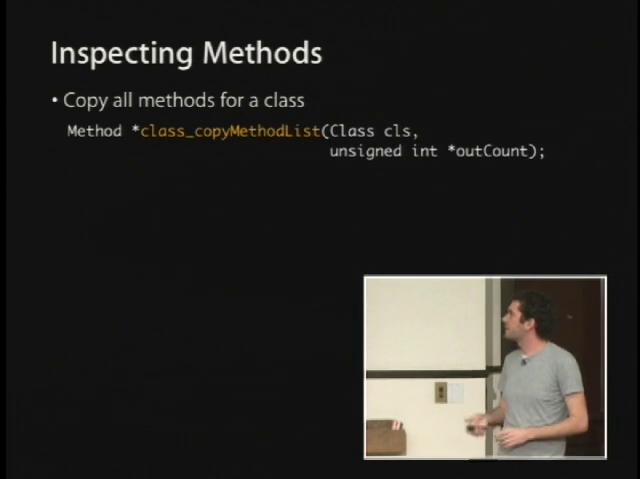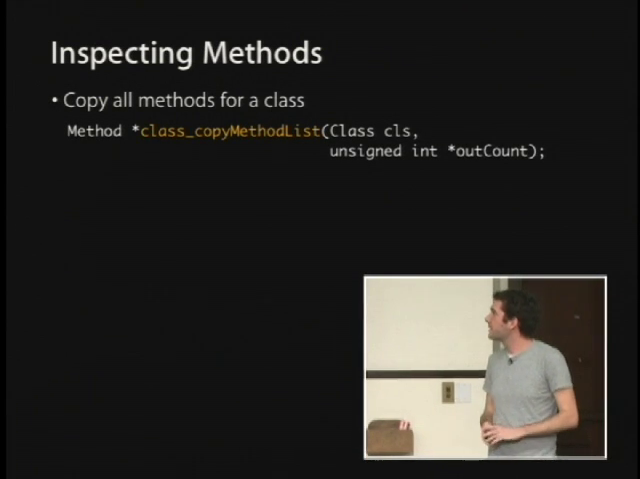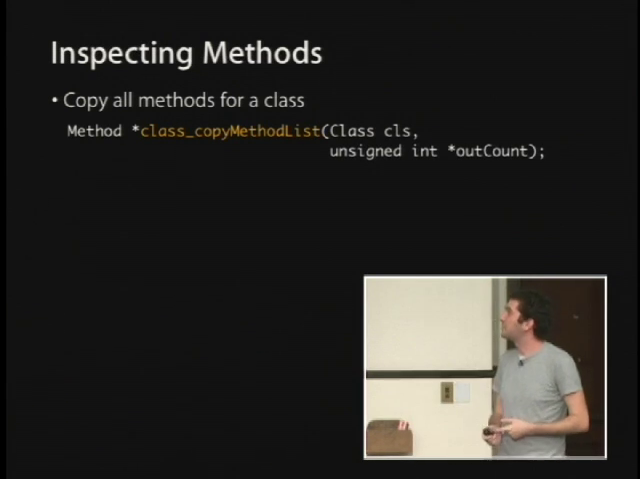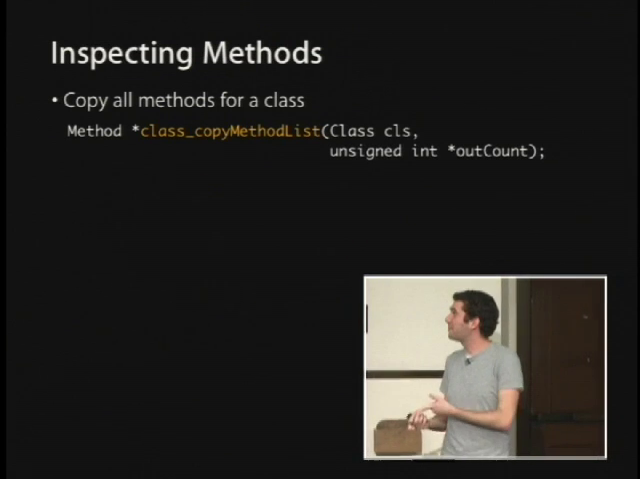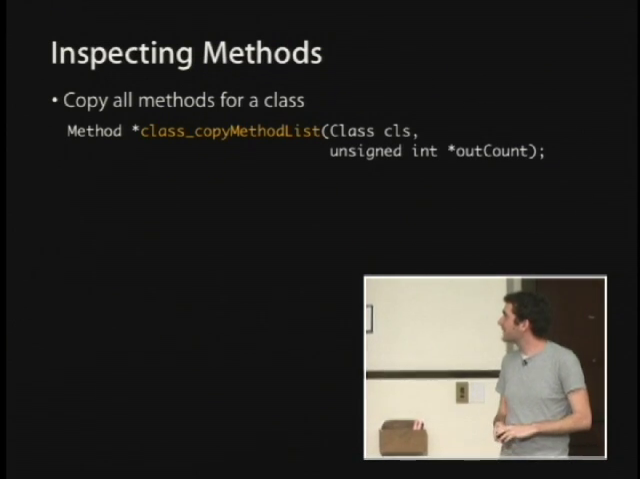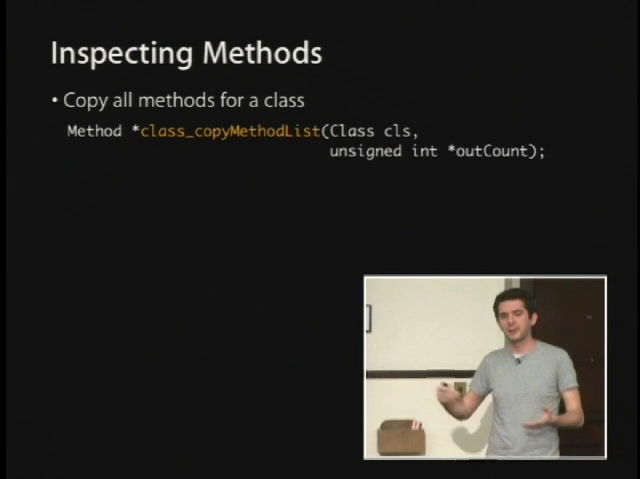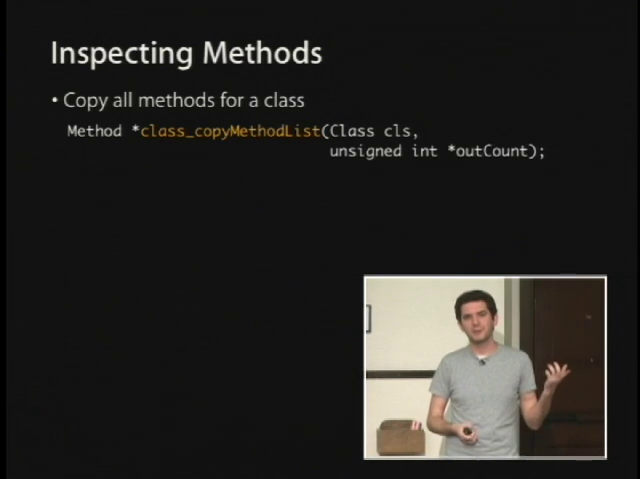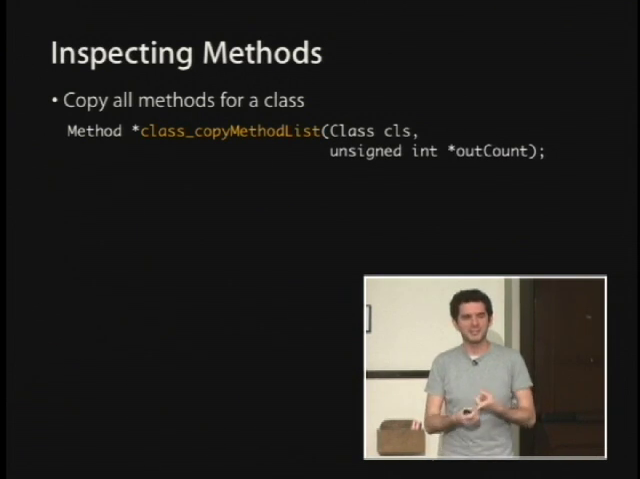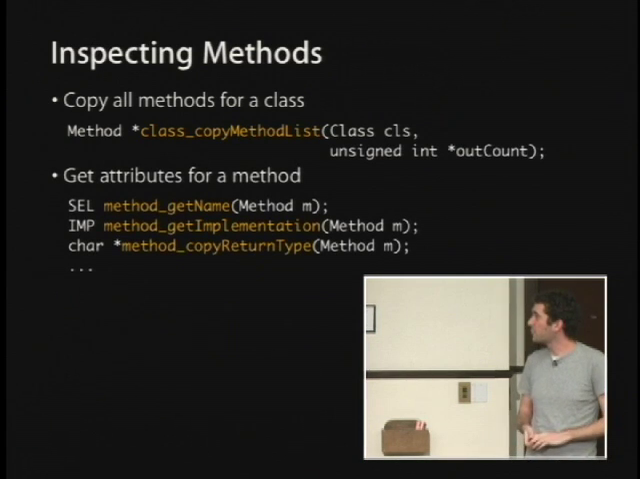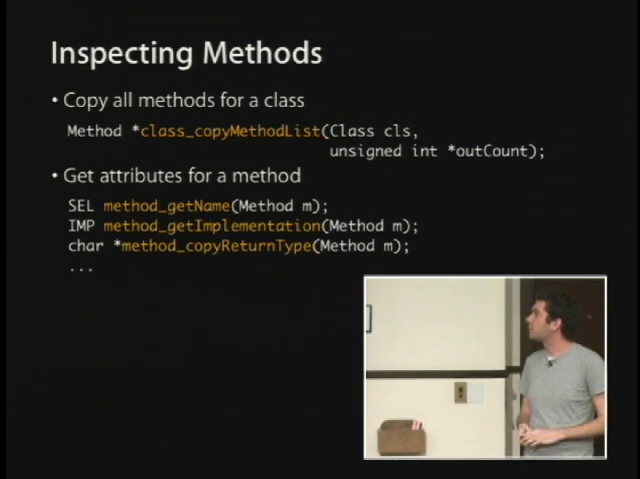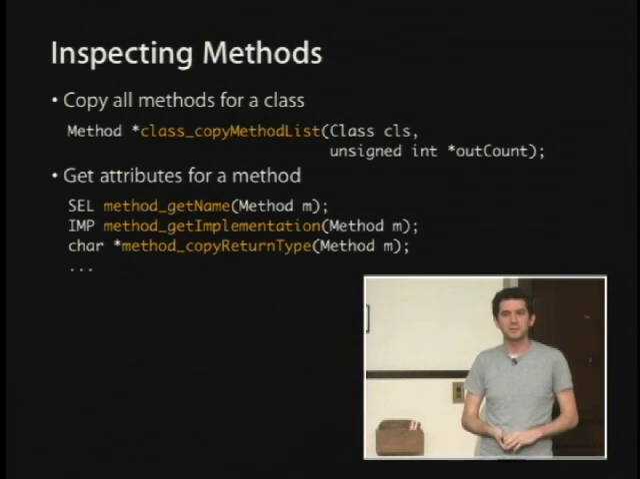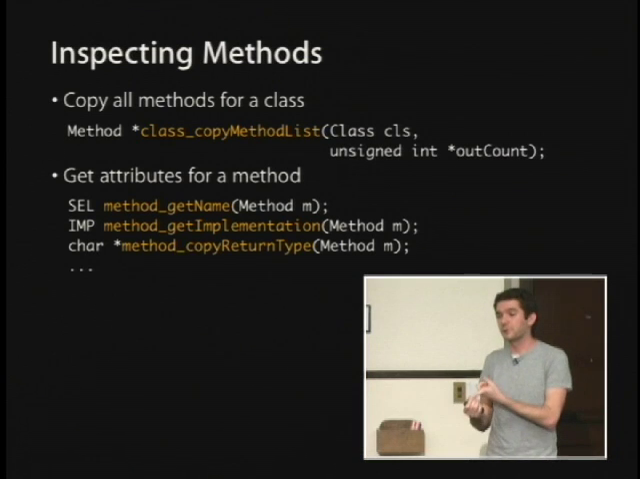All right, so let's take a look at some of the functions you can use for this. This is probably one of the most interesting ones right off the bat. class_copyMethodList. Given a class and an output value where it will write out how many methods it copied, it will return you a malloc'd array of all the methods that class defines. Once you've got those, you can get things from them, like their selector. So method_getName, given a method that we just got back from this function, will give us the selector used to call that method.